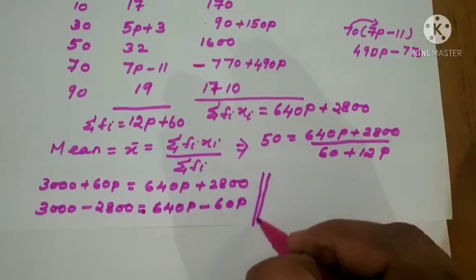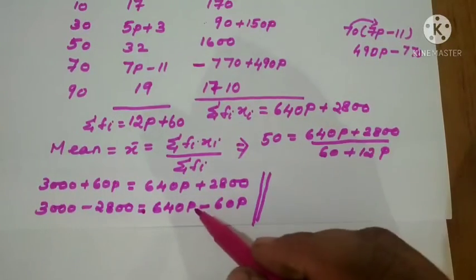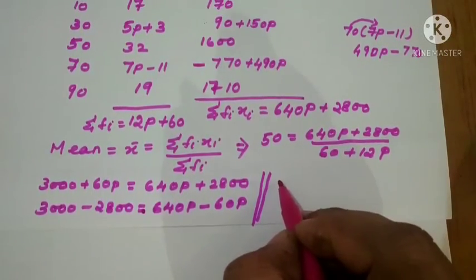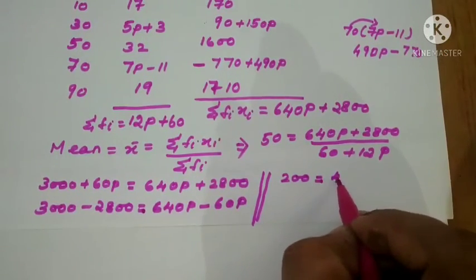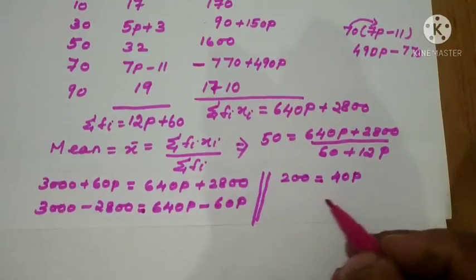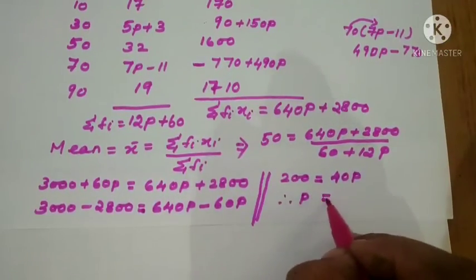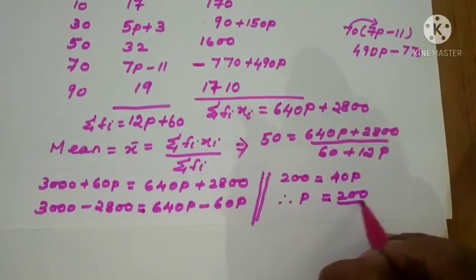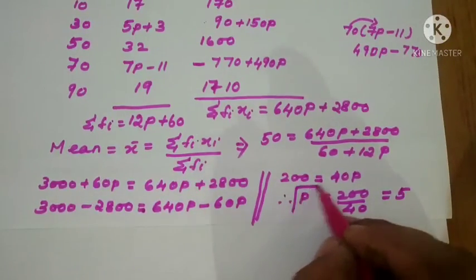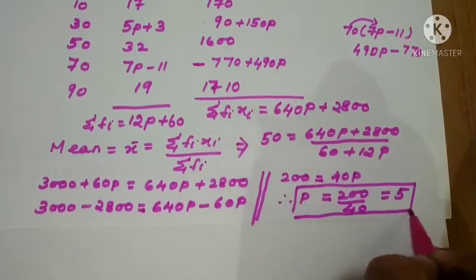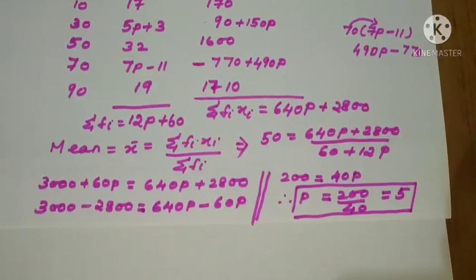What is the next step? 3000 minus 2800, it is 200, equal to 580P. Therefore P equal to 200 by 40. So what is the value for P? P equal to 5.